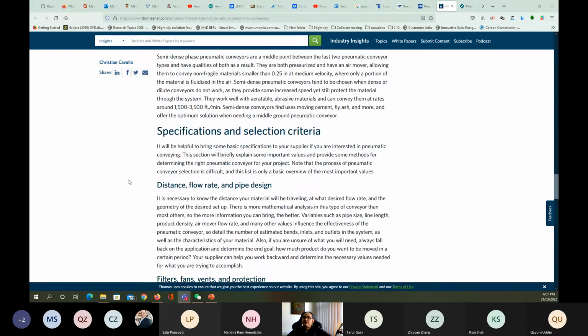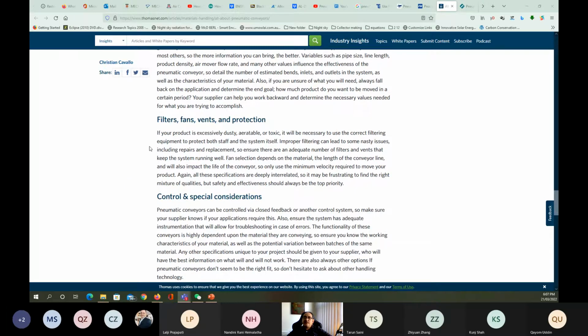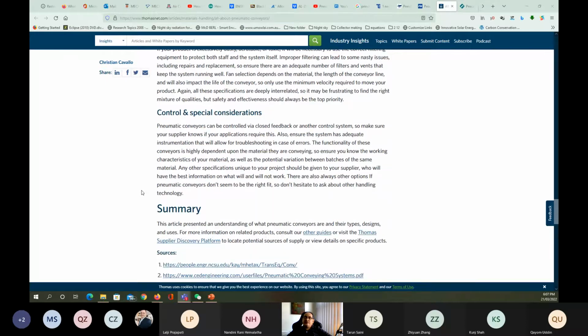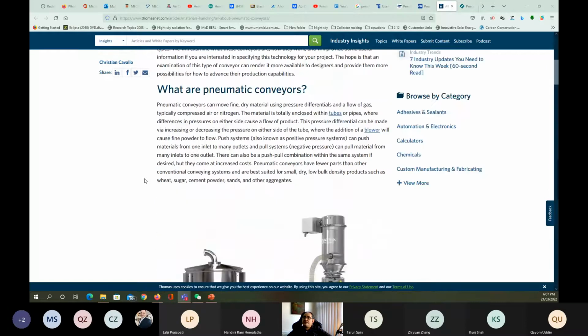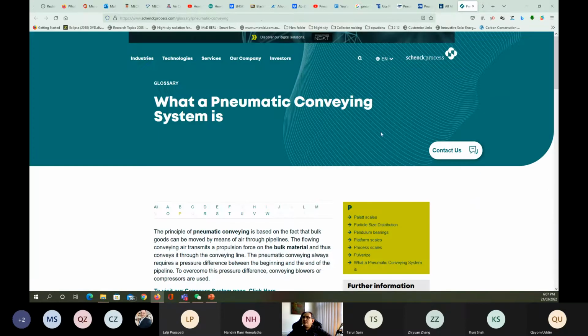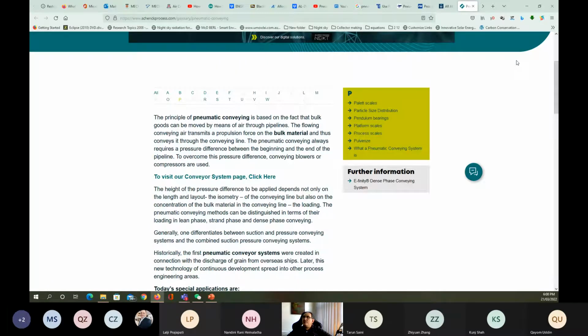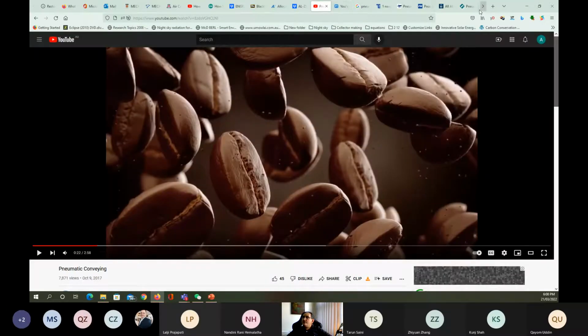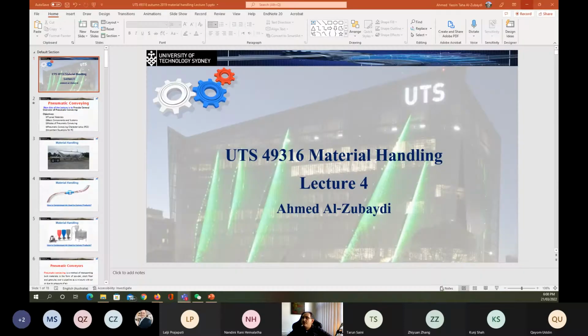Some of the specification and selection criteria are given here. Look at the distance, the flow rate, and the pipe design, types of the filters, the fan vents, and the protection we have. The control and special construction for this system is also being mentioned in this page, and other things to be shared with you. I think the last one is going to be, once again, just a definition of the technology, a very small one, and it does have some of the applications that will give you more idea about what we have here. I will leave some of the videos I had here until we actually have the technology explained to you within the lecture slide.